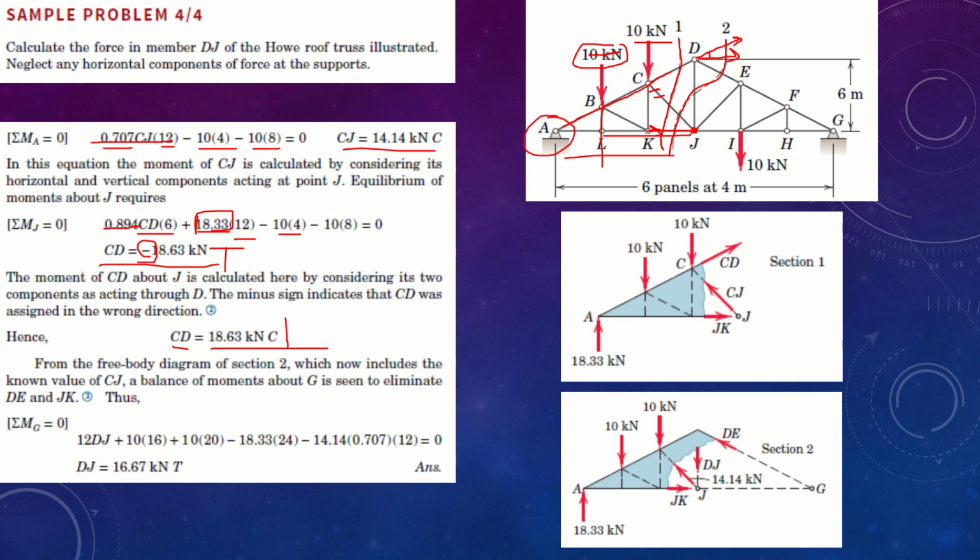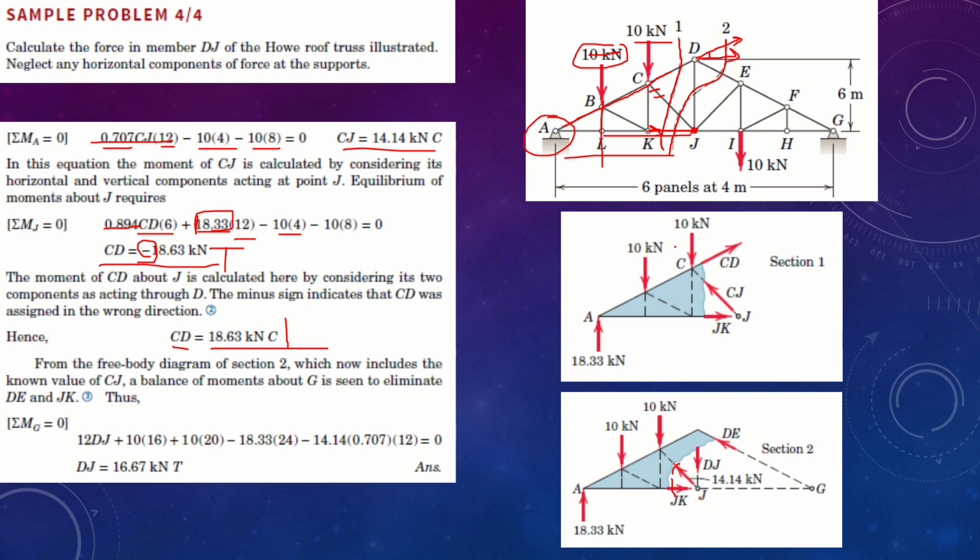Now, let's come back to the equation. In order to find the last unknown, that is DJ, we are going to jump to the second section. In section 2, we have found the two unknowns, including CJ. So the number of unknowns can be reduced from 4 to 3, and this section has now become available to us to solve. The value of DJ can be calculated by saying that the sum of moments about point G is equal to 0.